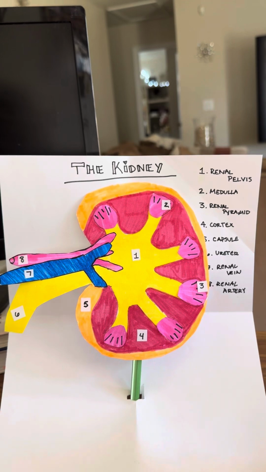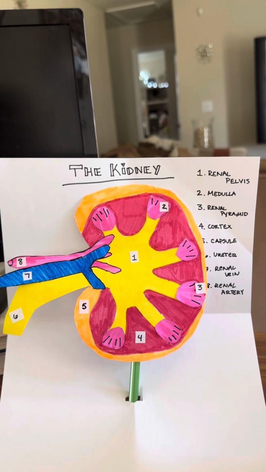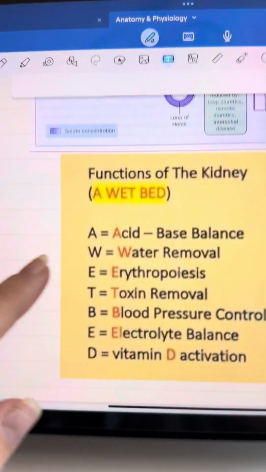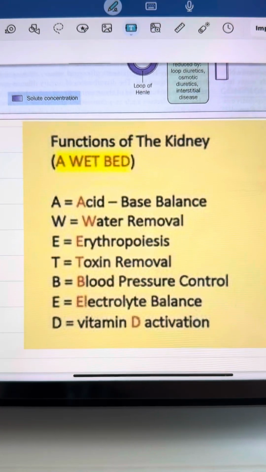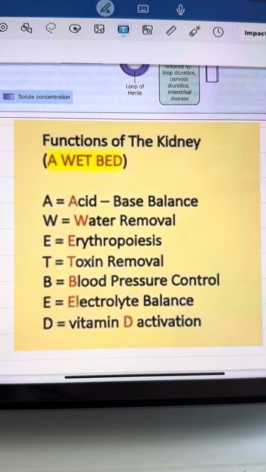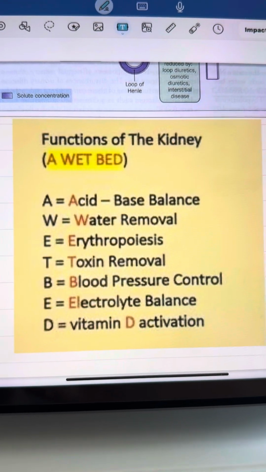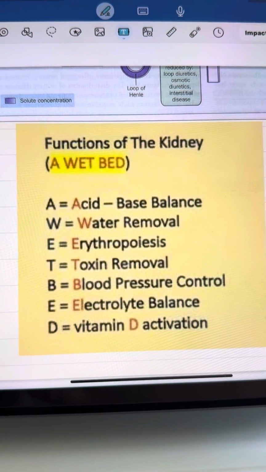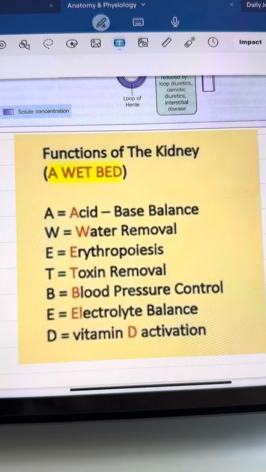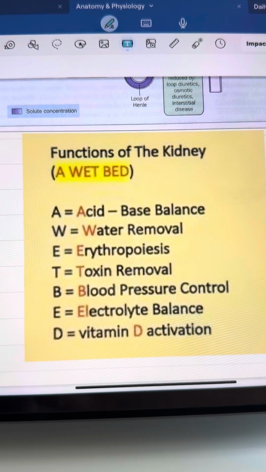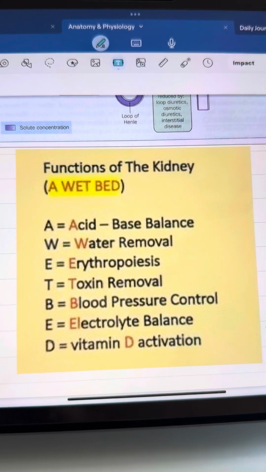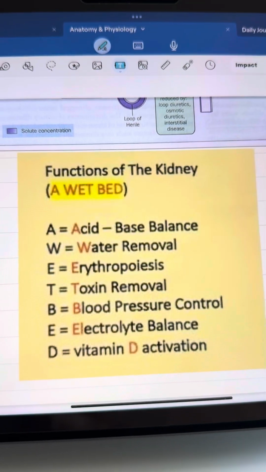We also know about filtration that happens. I can kind of show you this here. Functions of the kidney. This is a cool thing I saw online. A WET BED, which stands for acid-base balance, water removal, erythropoiesis, toxin removal, blood pressure control, electrolyte balance, and vitamin D activation. Never knew that vitamin D activation happened in the kidney. But that's a little fun fact.